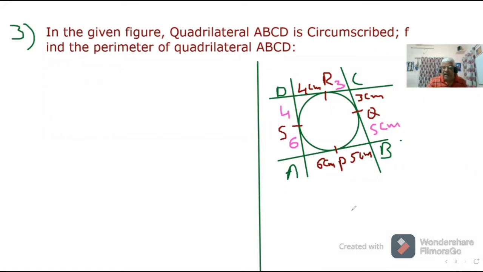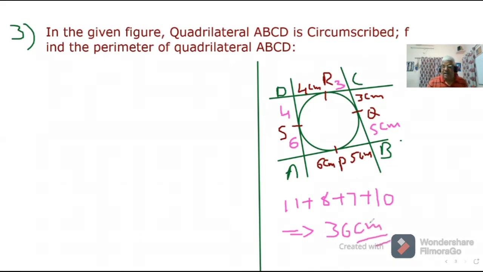Now you can add all the four sides. 6 plus 5 is 11. 5 plus 3 is 8. 4 plus 3 is 7. 6 plus 4 is 10. So overall, what you will get, dear children? 11 plus 10 is 21, plus 8 is 29, plus 7 is 36 centimeter overall. Look how easy the questions are here if you are able to understand.